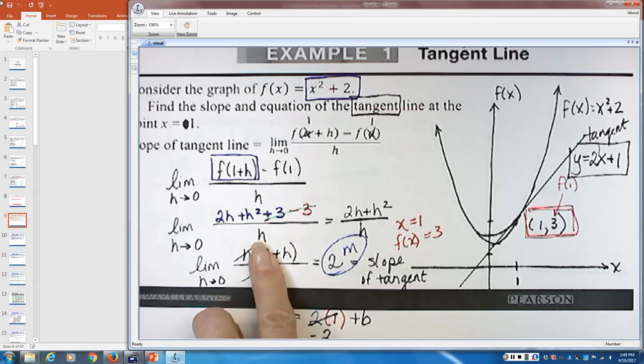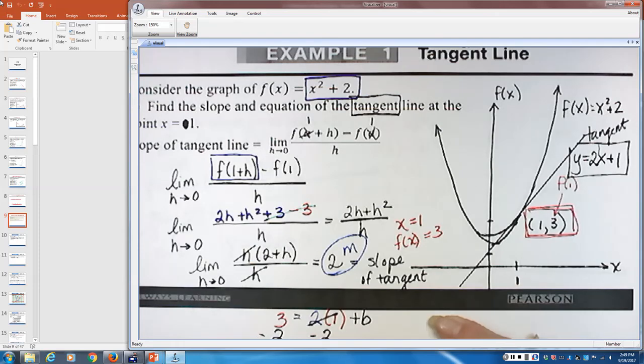Okay? Now, before anybody gets too dismally depressed about that, because I know this is not fun. This is tedious. But it's the same process every time.